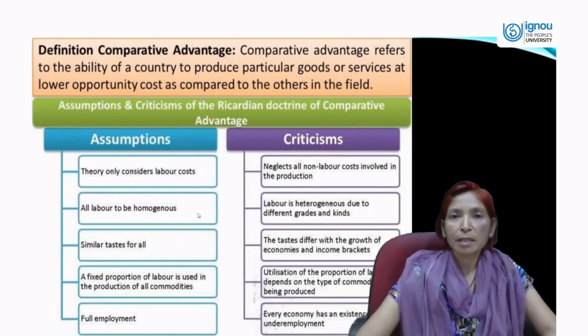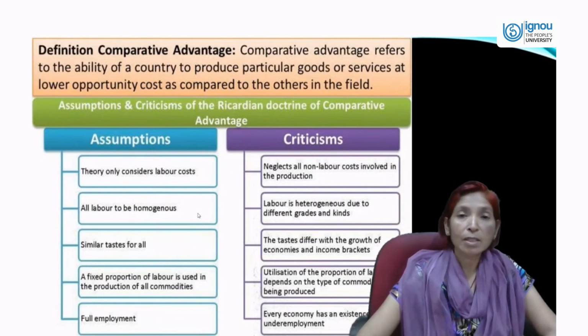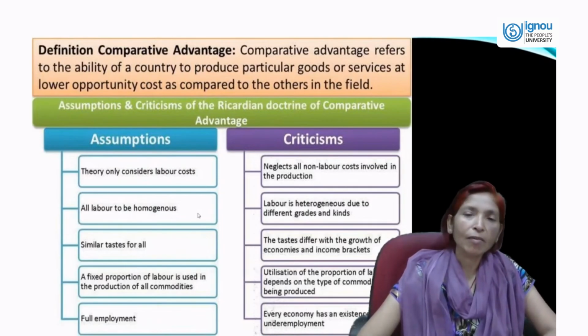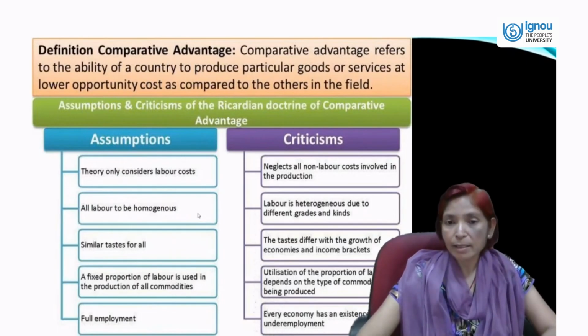But here, some criticism of this theory is that it neglects all non-labor cost involved in the production. We know that all factors of production, instead of labor, other factors also give great contribution in the production of goods and services. How can we ignore them? So Ricardian theory neglects all non-labor cost involved in the production. That's why this theory was criticized by other economists.